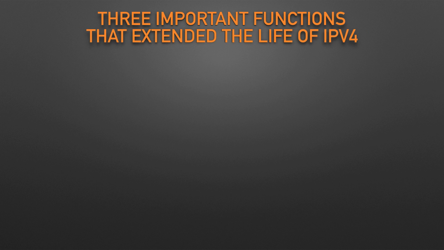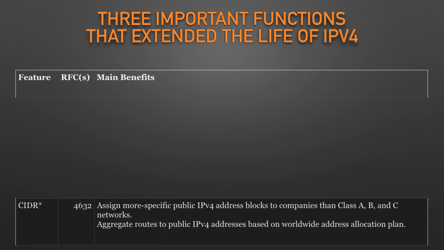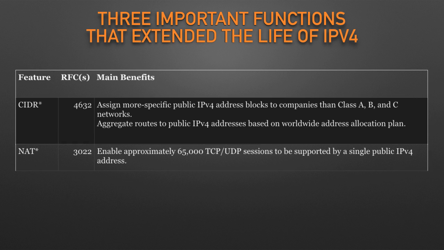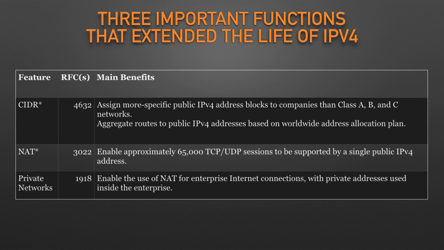What are the 3 functions that extended the life of IPv4? CIDR: assign more specific public IPv4 address blocks to companies than Class A, B, and C networks, and aggregate routes to public IPv4 addresses based on the Worldwide Address Allocation Plan. NAT: enable approximately 65,000 TCP/UDP sessions to be supported by a single public IPv4 address. Private networks: enable the use of NAT for enterprise Internet connections, with private addresses used inside the enterprise.